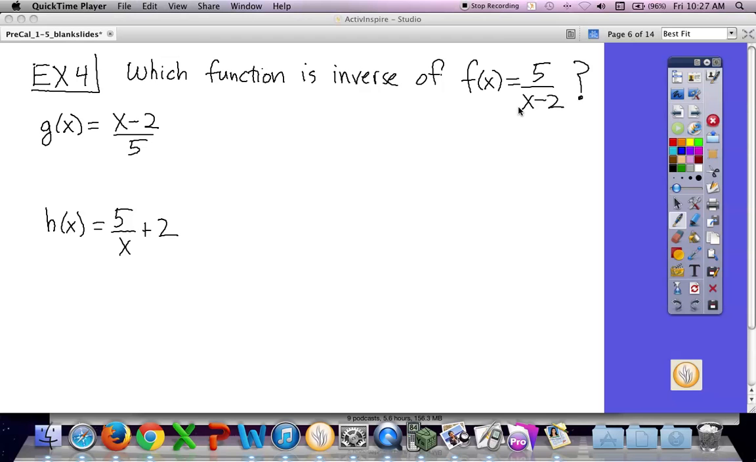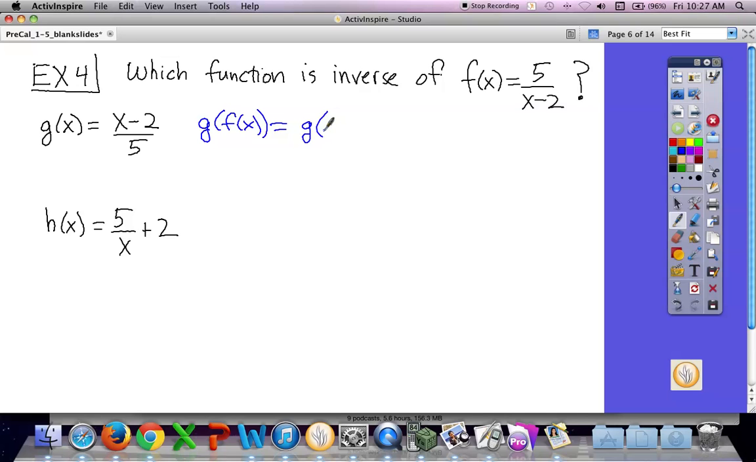In fact, let me do it different. I'm going to do different than I did last class. It doesn't matter how you do it. Let's do g of f of x. G of f of x equals g of 5 over x minus 2, which is, in place of this x, put 5 over x minus 2. 5 over x minus 2 minus 2, and that's all in the numerator, divided by 5.